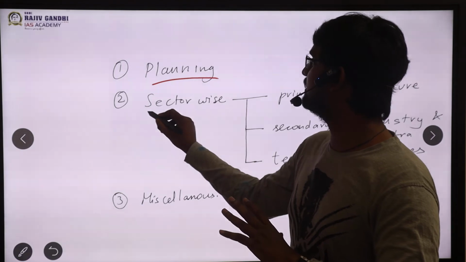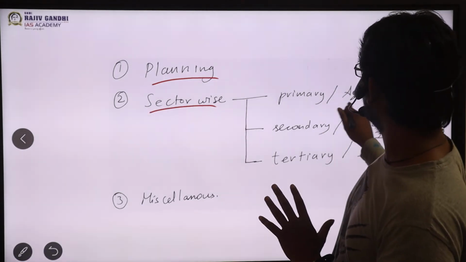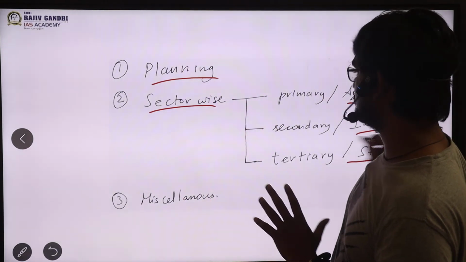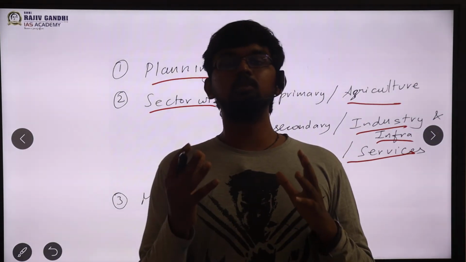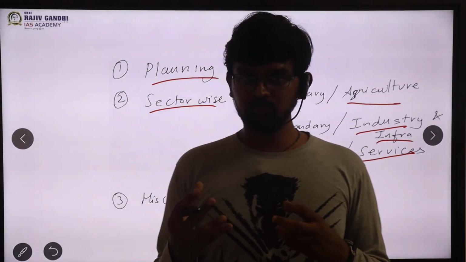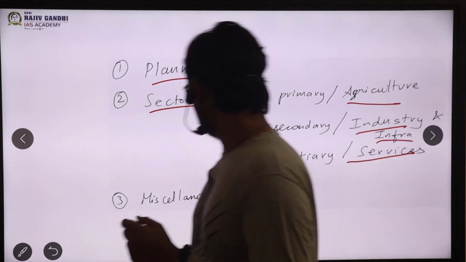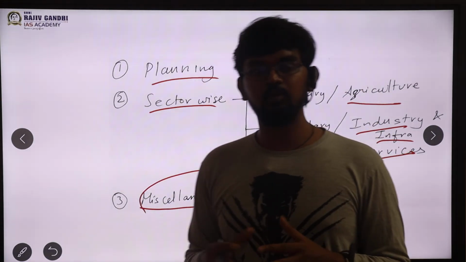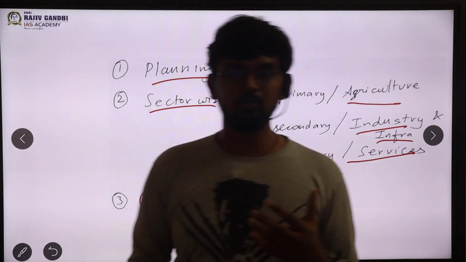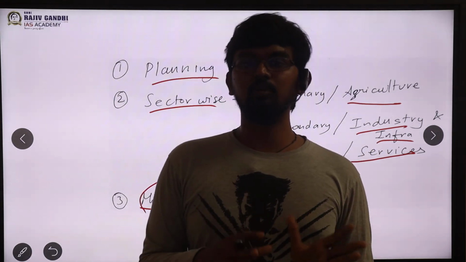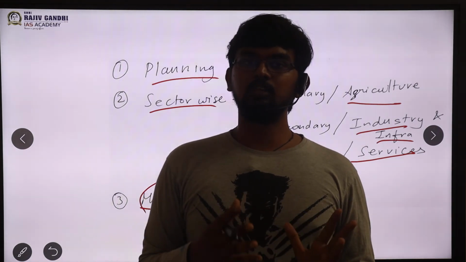And next we will be looking at sector-wise analysis. We will be looking at agriculture, industry, infra, and then services. In fact, agriculture is very much part of your GS3 mains, so we'll be building the blocks for that over here. Then finally, we will be covering all miscellaneous topics left over, whatever we cannot cover elsewhere. This may include schemes or current events, etc. All those things will be covered, and we'll be ending the economics chapter.